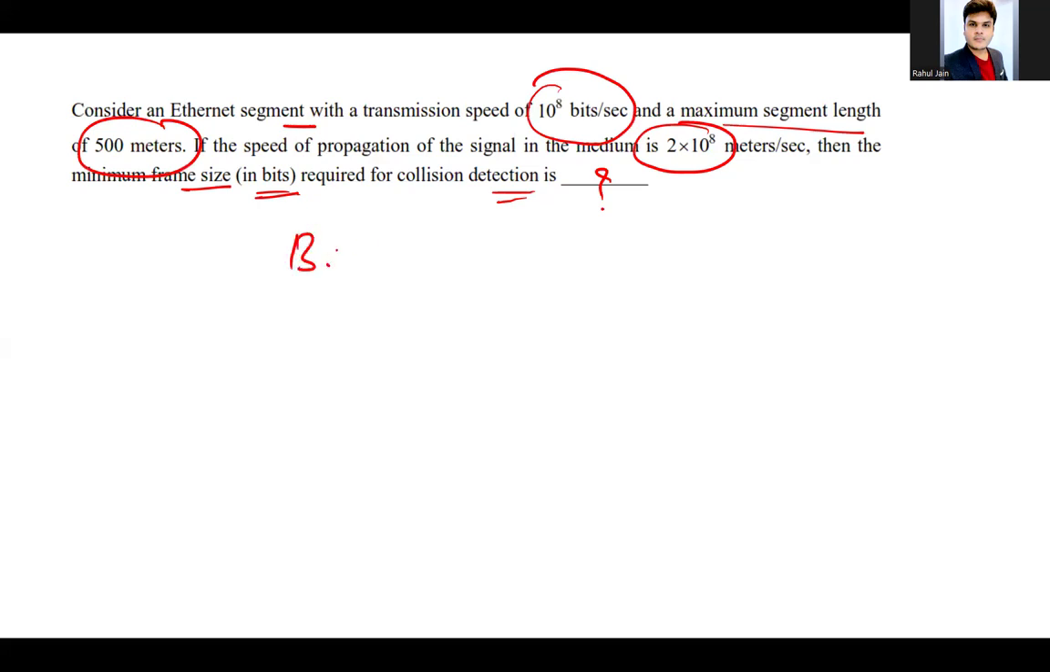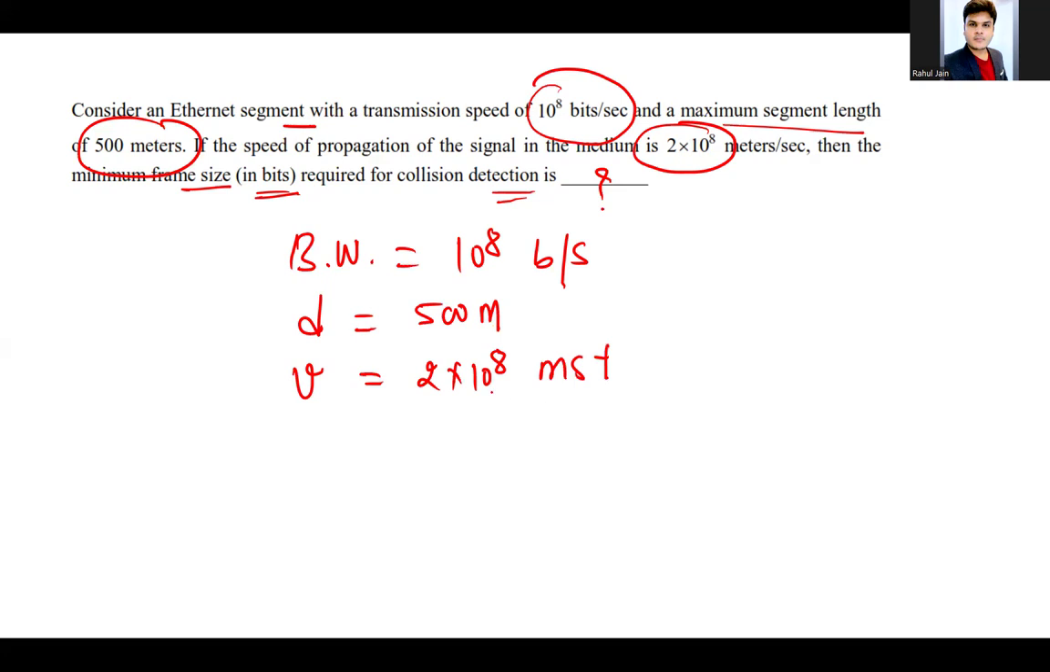So, the bandwidth is 10 to the power 8 bits per second. The distance is 500 meter and the velocity is 2 into 10 to the power 8 meter per second, which is already given. Now transmission time should be greater than 2 into TP for Ethernet. This is the standard formula. TT should be greater than 2 into TP, where TT is transmission time, TP is propagation time.